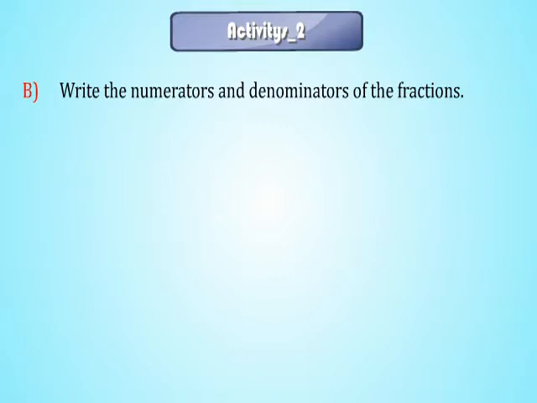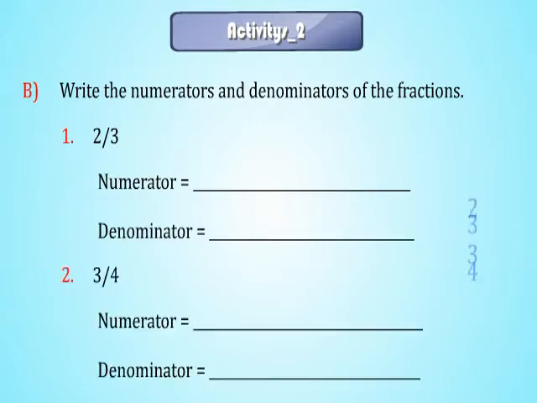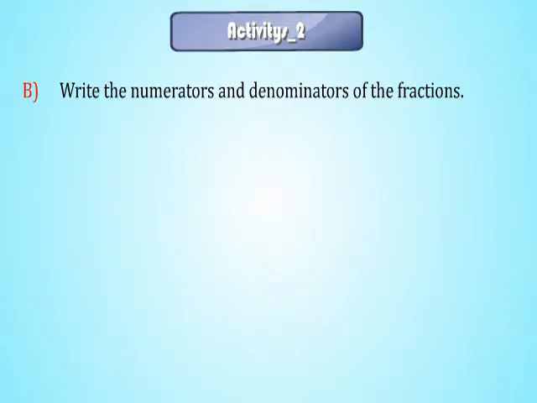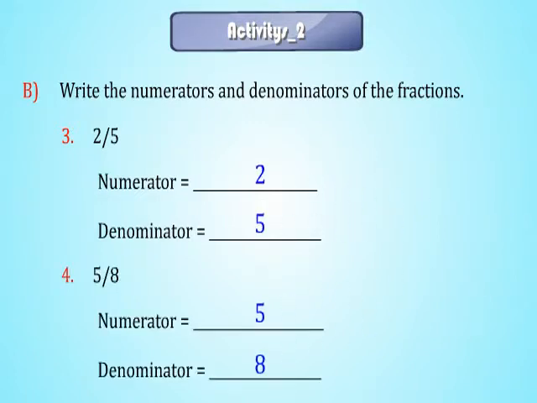1. 2/3. Numerator is equal to, denominator is equal to. 2. 3/4. Numerator is equal to, denominator is equal to. 3. 2/5. 4. 5/8. Numerator is equal to, denominator is equal to.